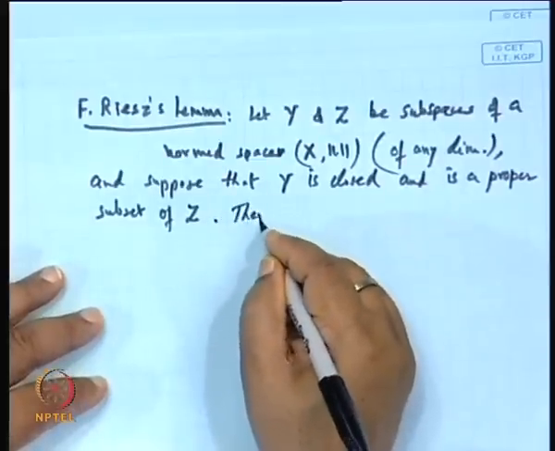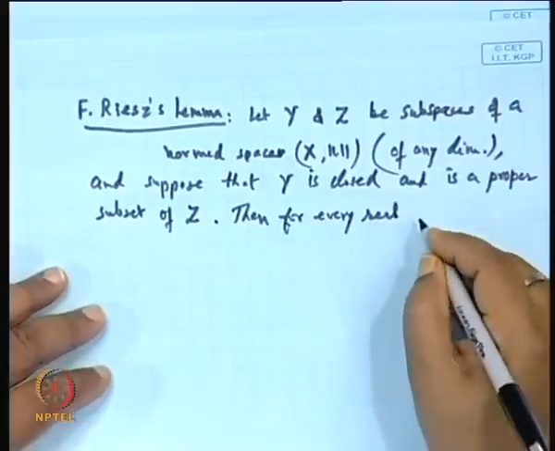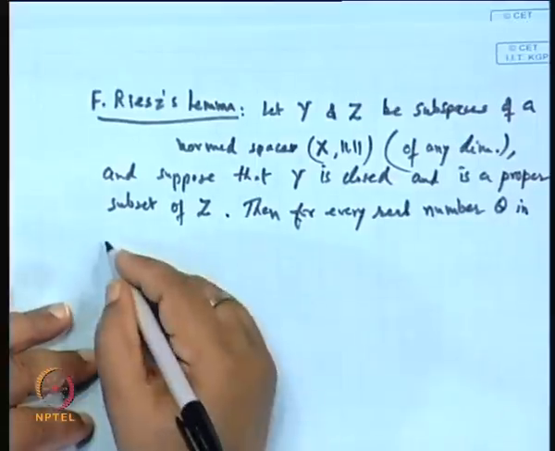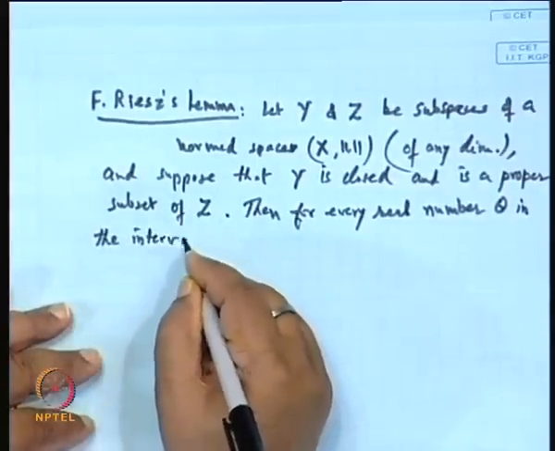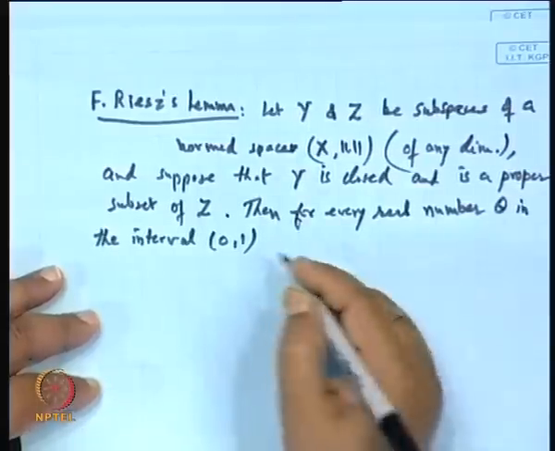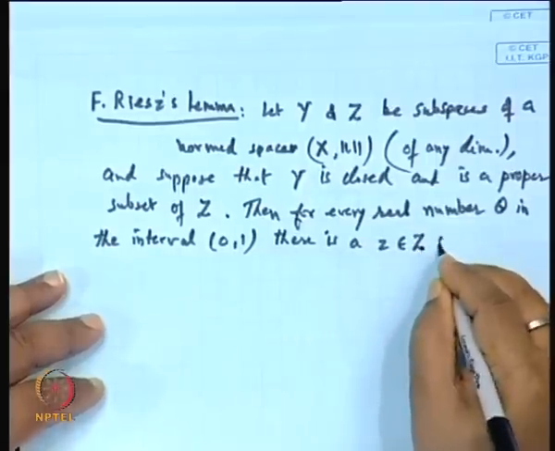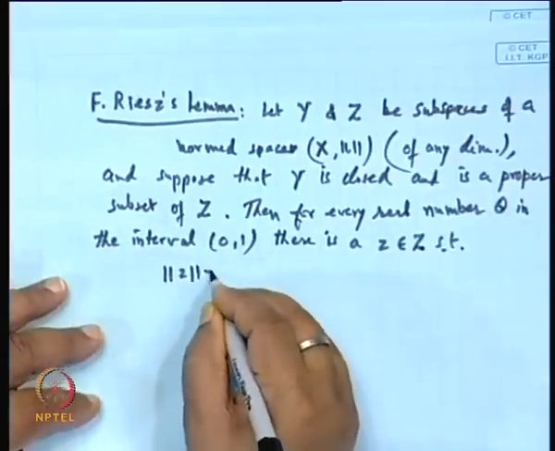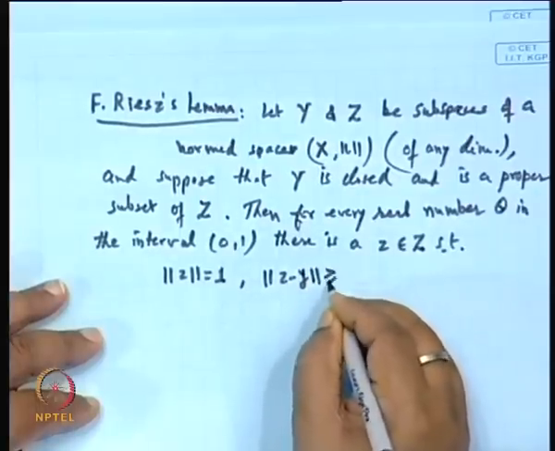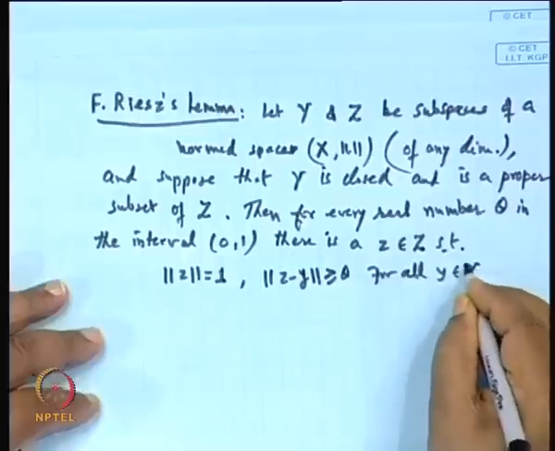Then this lemma says, then for every real number theta in the interval (0, 1), there exists a Z belonging to capital Z such that the norm of Z, or length of this vector, is 1 and its distance from the element y is at least our pre-assigned number theta for all y belonging to capital Y. So, it is very interesting.